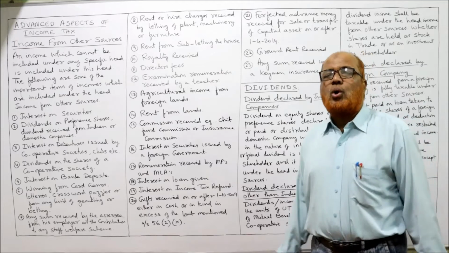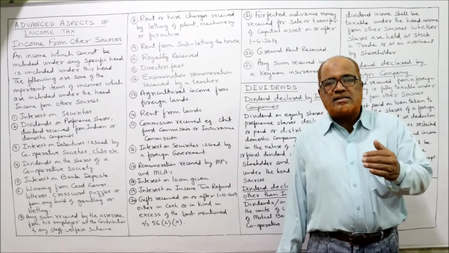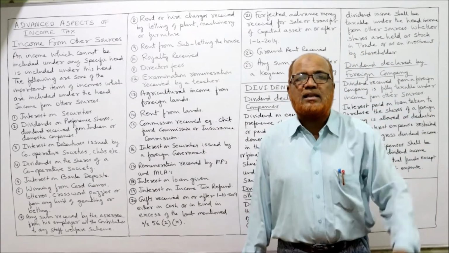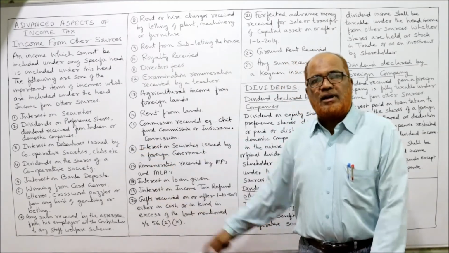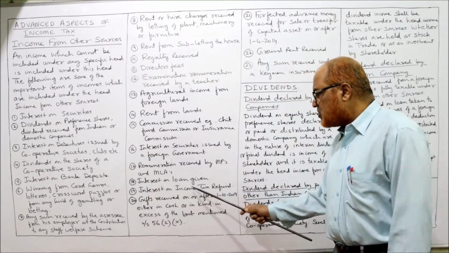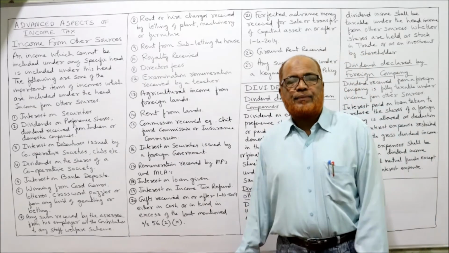Next, interest on loan given. If a person has given a loan to another person and interest is received, that is also taxable under income from other sources. Interest on income tax refund.